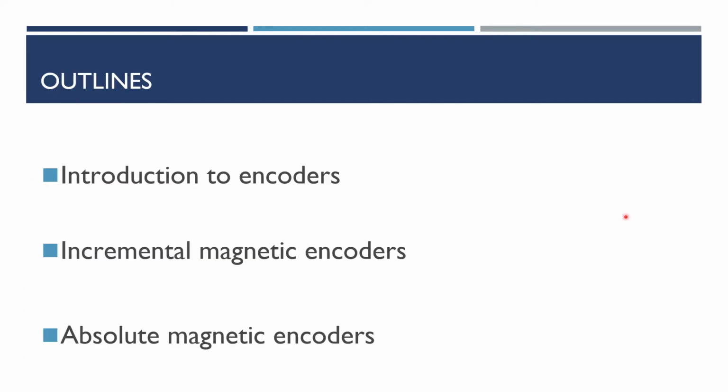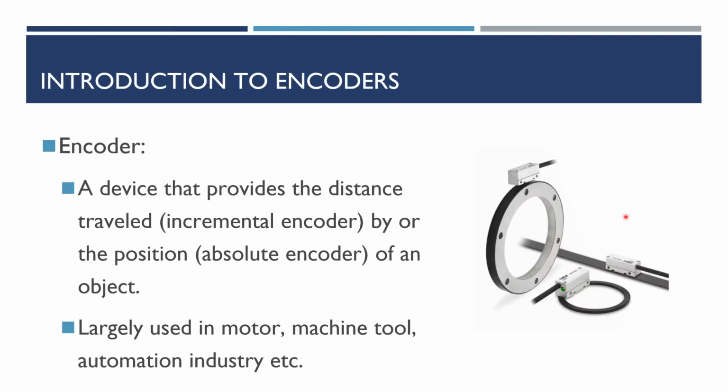We will first introduce encoders and their basic technology, and then we'll introduce incremental and absolute magnetic encoders and their working principle. An encoder is a device that can provide the moving direction or distance traveled by an object for an incremental encoder, or the position information for an absolute encoder. This difference is because of their working principle, which will be discussed in detail later.